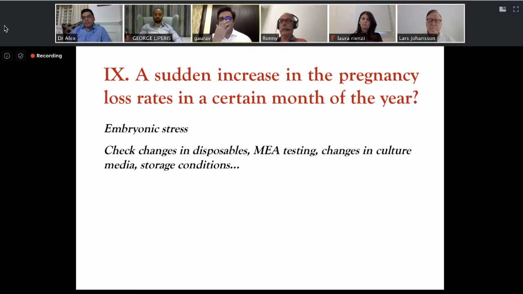Ronnie, do you have anything to add? Well, yeah, I agree with Lars. First of all, check the factors which are external to the laboratory, such as changes in mean maternal age, maybe changes in stimulation protocols, that's obvious, but also the transfer policy. A shift from day 3 to day 5 or vice versa can have an impact, as can a shift in the number of embryos transferred. But when all these factors are stable, then you have to look for some kind of toxic effect.